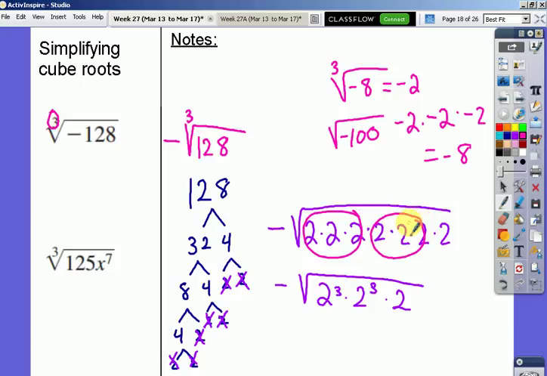So now, our final answer would be negative, and then I took one group out. You still only take one out. One survives. A little prison escape then. And then you take another one out. And then you're left with the 2 on the inside. So what is the simplified answer? Negative 4 with the cube root of 2.